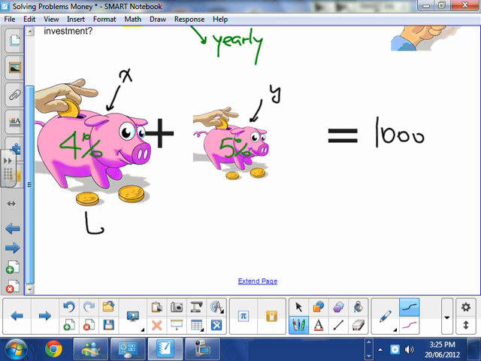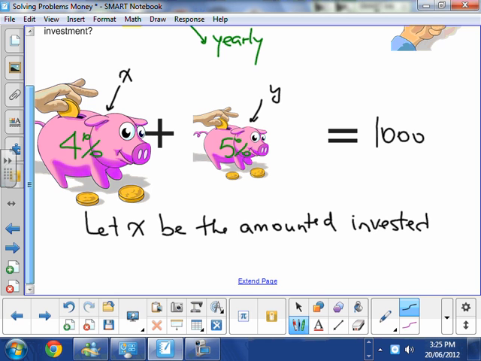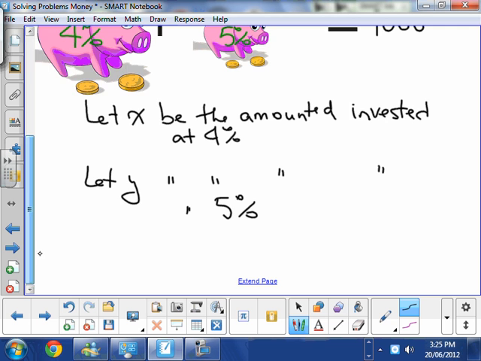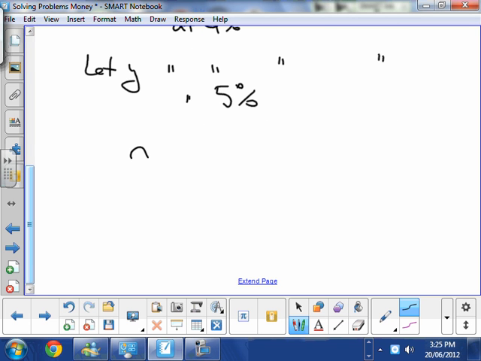Okay, so let's introduce variables. Let X be the amount invested at 4%. Am I correct? Yes. Okay, and absolutely identical. Let Y be the amount invested at 5%. Excellent. Good. So you told me that altogether I have $1,000. So I know what I need to do. X plus Y altogether is $1,000. Am I correct? Yes, that's right.